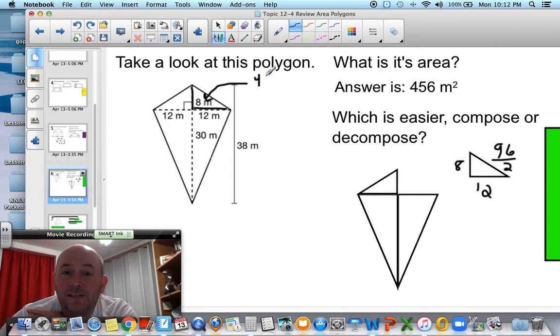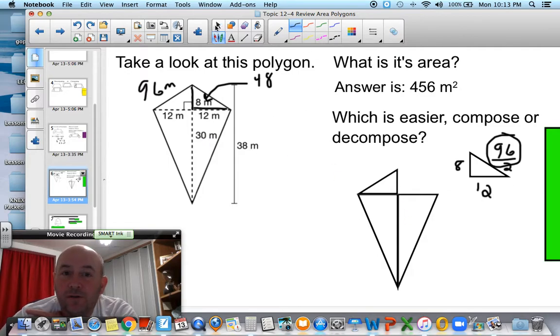Now, the interesting thing here is there's two of them. Well, of course, 2 times 48 gives us our original 96. So this section of the kite right here is actually going to be 96 square meters. Okay, so now you can figure out the area of one of these triangles down here.